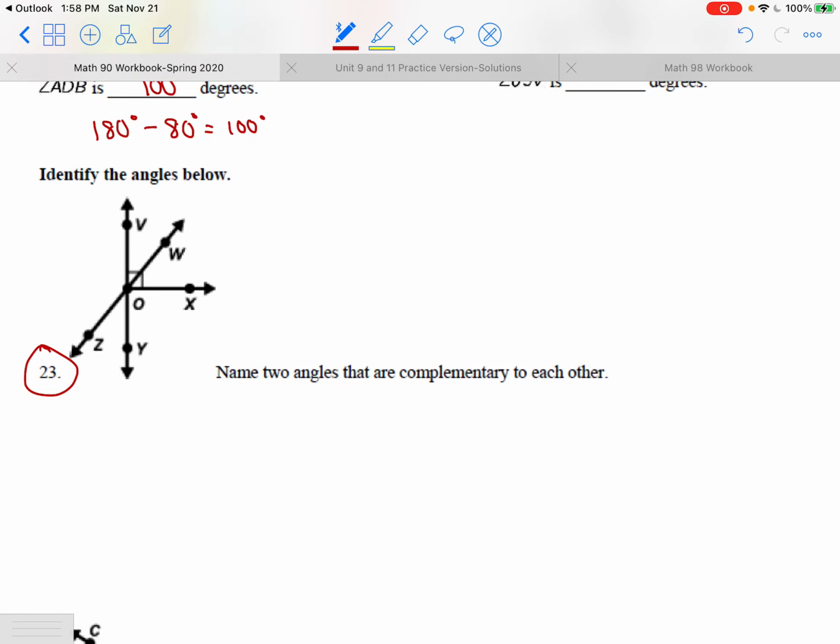Okay, let's take a look at 23. Identify the angles below. Name two angles that are complementary to each other. Remember we talked about that when we have complementary angles, right? Complementary angles add up, of course, to exactly 90 degrees. And if they're complementary to each other, we're just looking to name both of those angles. All right, so luckily they help us a whole lot here.